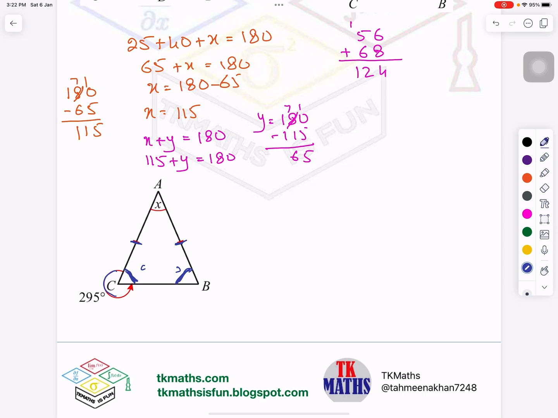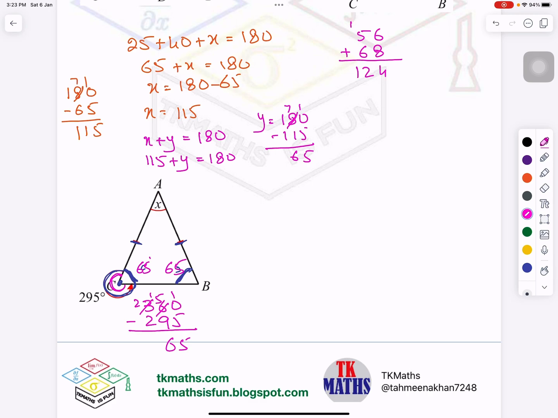I know angles at a point equal 360. If I look around this point, this whole thing is 295. If I subtract it from 360, it means this angle is 65. Yes or no? Angles at a point property. And this is also 65.